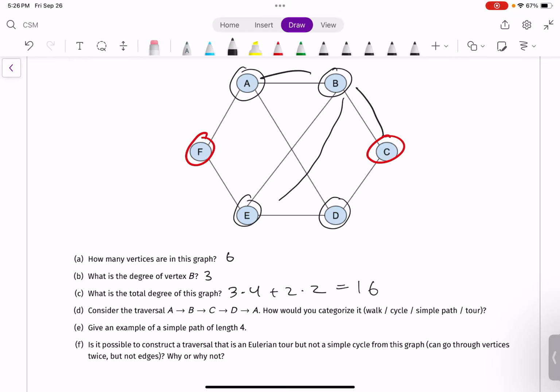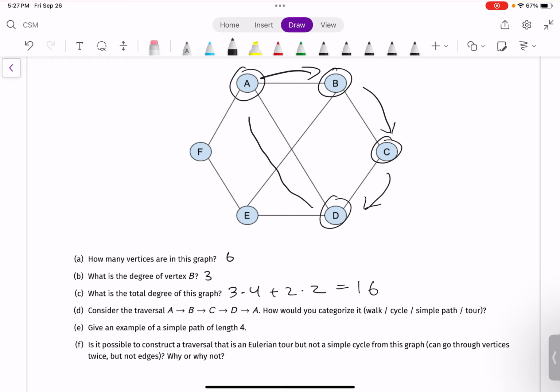Now we're asked to consider the traversal A to B to C to D to A. And we're asked to categorize it as either a walk, cycle, simple path, or tour.